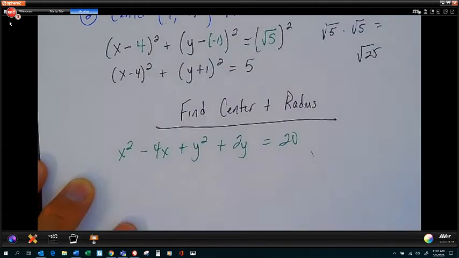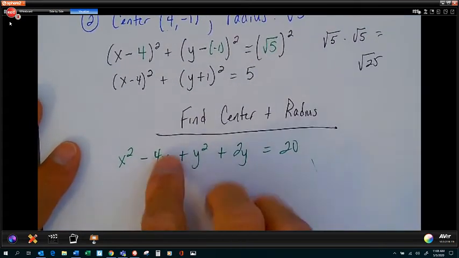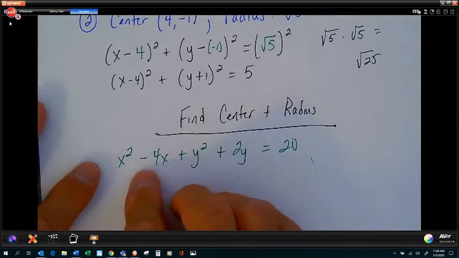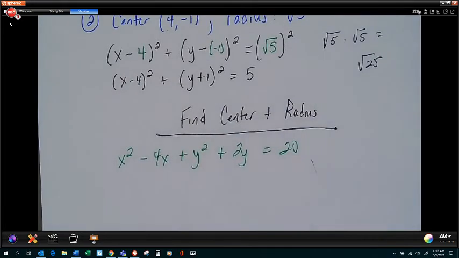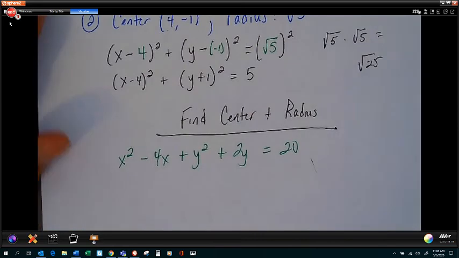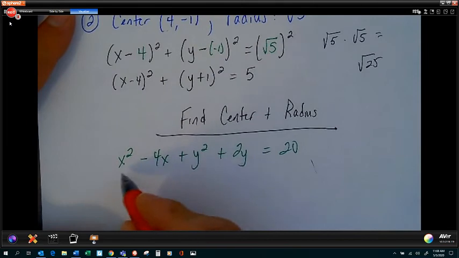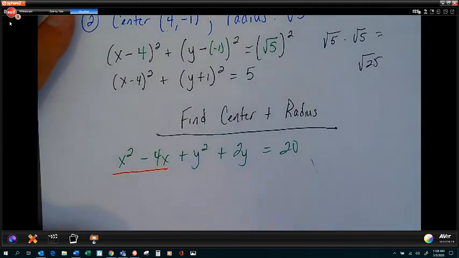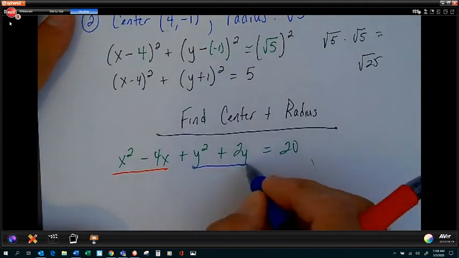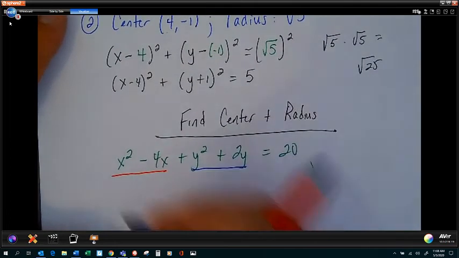If you notice, we can't just put brackets around this. What we have to do is complete the square. If you remember that from Algebra 1, great. If you don't remember it, we're going to do that here, but first we need to identify the b values because we are going to complete the square for the x terms and the y terms separately. So we're going to complete the square.